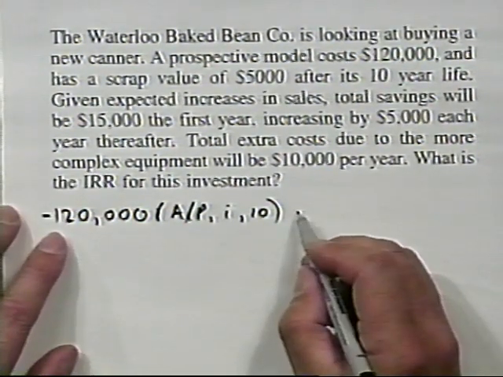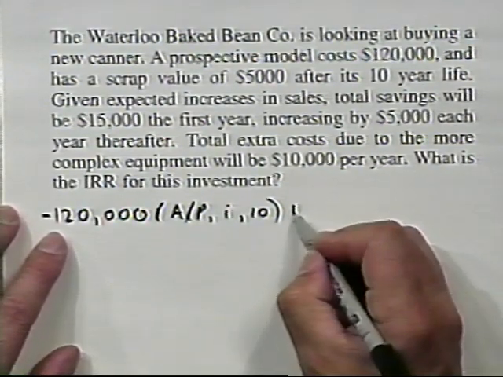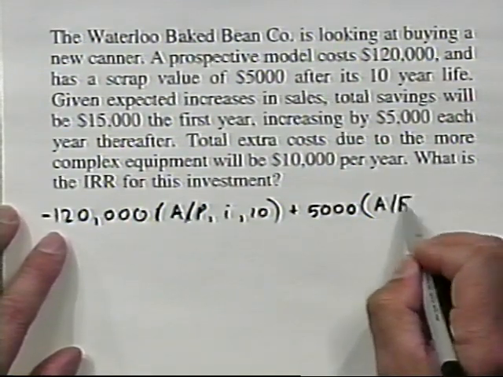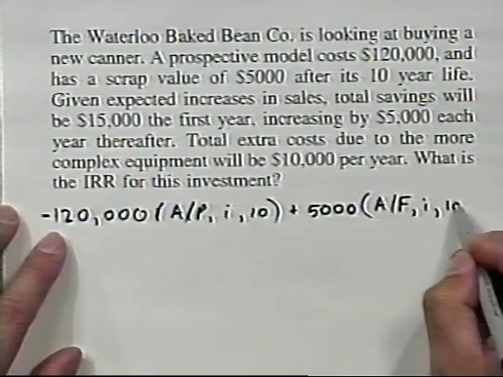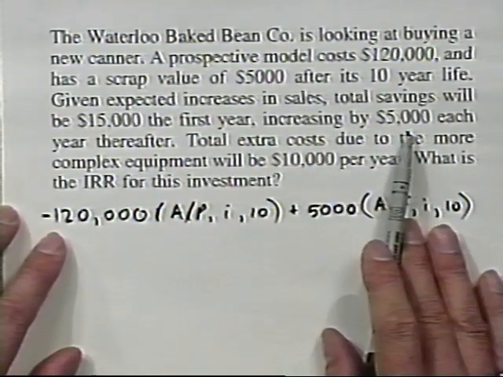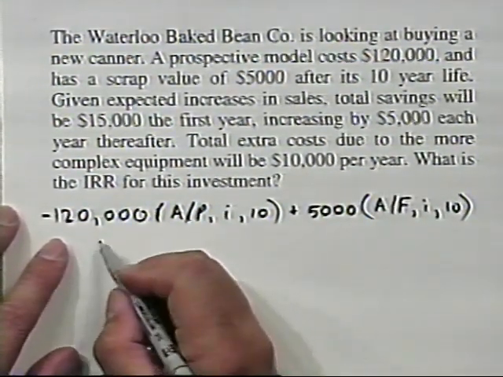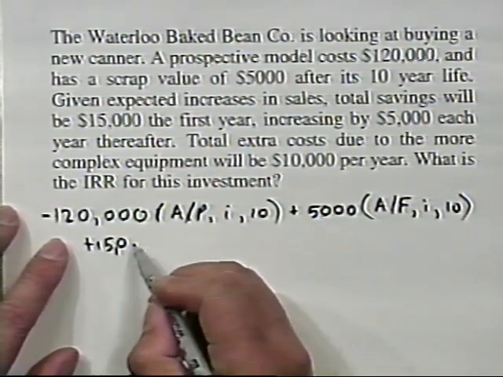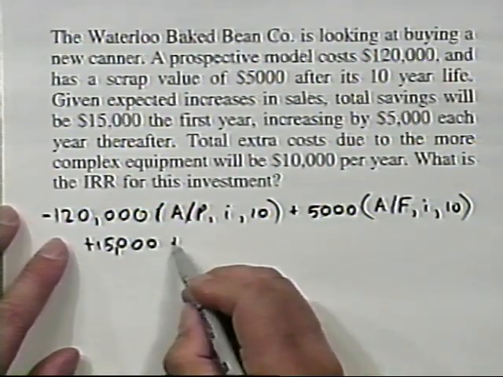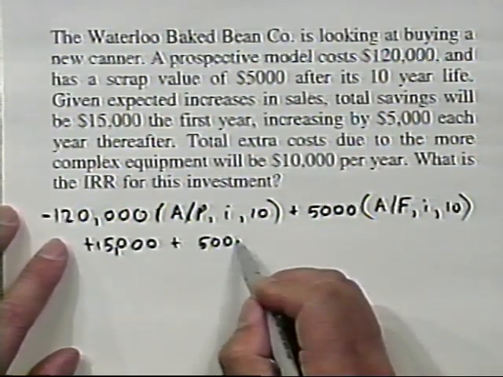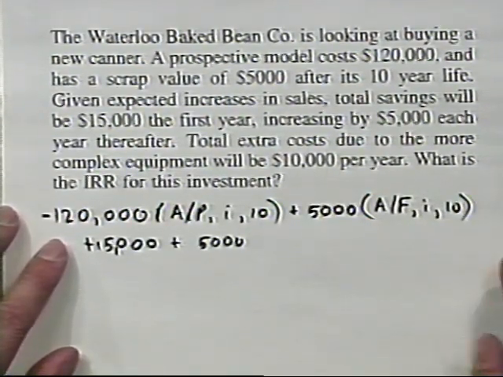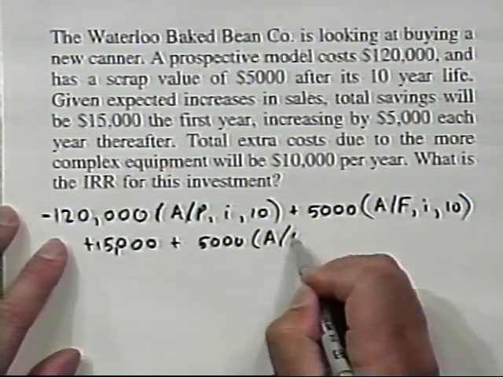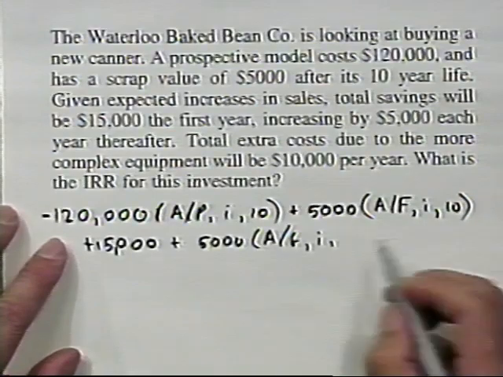We've got a scrap value. That scrap value is a benefit, so it's positive, plus $5,000, taken to annuity from a future worth at the same unknown interest rate over the 10 years. Now we've got the gradient, which is savings, which is then positive, so it's plus the $15,000 base annuity plus the $5,000 gradient part. Now these are in standard annuity and gradient format, so we don't need to make any changes there. So that's a gradient at some unknown interest rate over the 10 years.